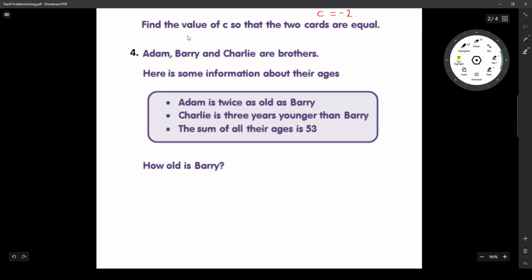Right, question 4 gives us some information about the ages of Adam, Barry and Charlie, and then it asks us to work out how old is Barry. Okay. Well, if we say that Barry is b years old, then we know that Adam is twice as old as Barry. So therefore, Adam is going to be 2b. And Charlie is 3 years younger than Barry. So Charlie is going to be b minus 3.